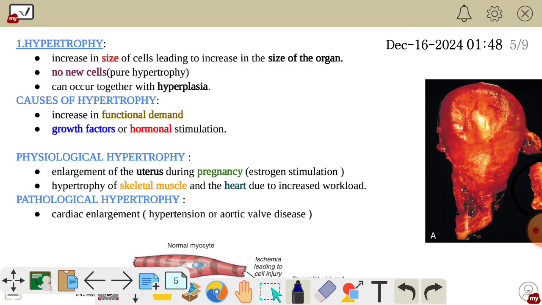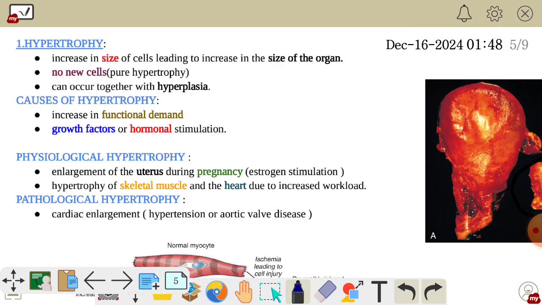But under pathological conditions, an example of pathological hypertrophy is cardiac enlargement. In this case now we're talking about a condition or disease such as hypertension or aortic valve diseases. So aortic valve diseases such as aortic regurgitation or aortic stenosis, where we have the aortic valves failing to close properly, we are going to have the cardiac muscles of the affected part enlarged, becoming big in size.